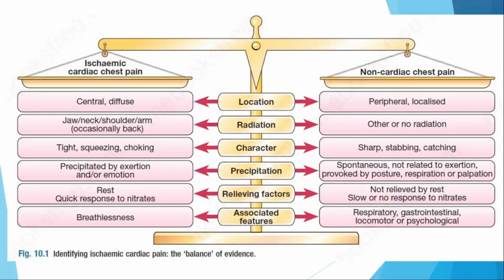But non-cardiac chest pain is peripheral and localized. There is no radiation like that of the central ischemic chest pain. The character is sharp, stabbing, or catching. Precipitation is spontaneous, not related to exertion, and provoked by posture, respiration, or palpation. The pain is not relieved by rest, with no response to nitrate. The associated feature is respiratory, gastrointestinal, locomotor, or psychological.